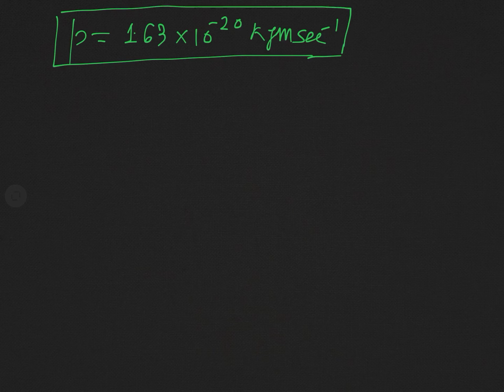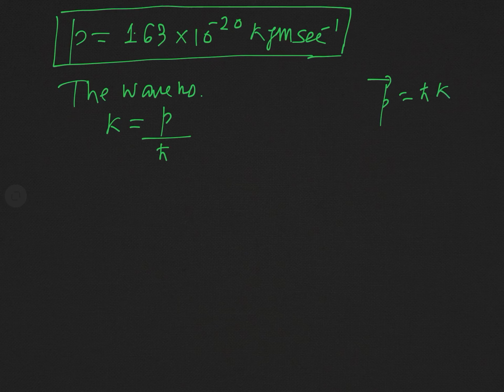Now, if we know the momentum of the neutron, we can easily calculate the wave number or the wave vector associated with it. What will be the wave number? Wave number means angular wave number, that is k, and this k is equal to p over h cross. You know p is equal to h cross into k, and so this k is p over h cross.